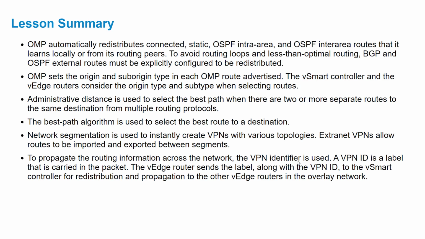We then talked about network segmentation, not in a whole lot of detail because it can be a rather complex concept from a configuration perspective and a policy-driven perspective. But when we do get into our policy section, we'll talk more about that. We also talked about how we propagate routing information across the network, what the VPN ID is, what the label is that carries the packet, and how the vEdge routers use that label along with the VPN ID, to the vSmart controllers so that we can control redistribution and propagation of those routes to the other vEdge routers in our overlay network. All right, so we'll wrap this lesson up.